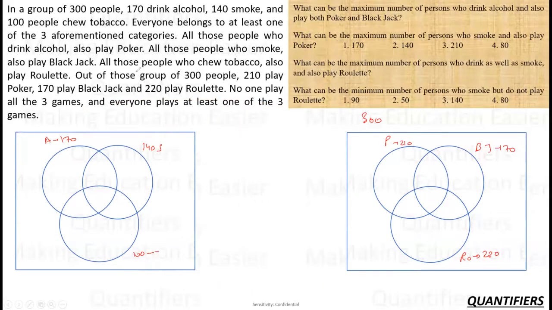Okay, it is given that no one plays all three games. So this is zero, and everyone plays at least one game. So this part is also zero, which means the 300 people are distributed only among these. Now, before we move any further, what is the total number of likings or games to be distributed? 200 and 210, 170, 380, 220, 600. 600 games are to be distributed among 300 people. You can very well see that it is into two, right?